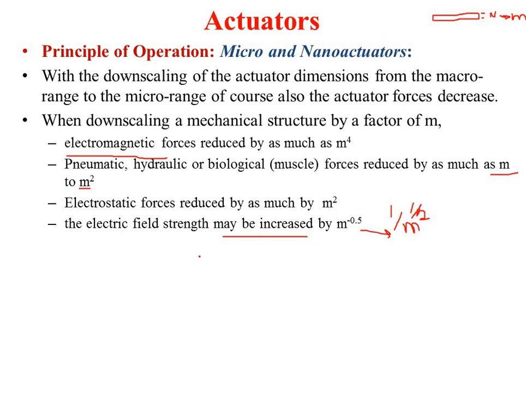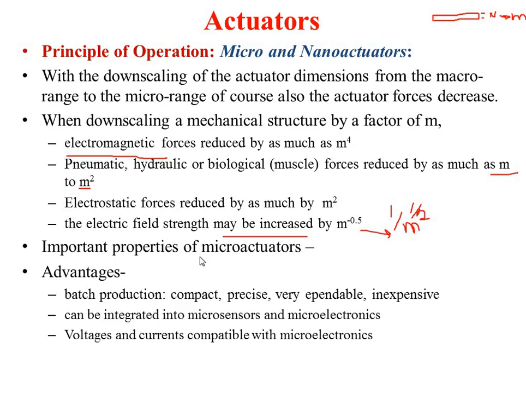So this is what we have called it. Okay, so the important properties of microactuators are, there are 3 important properties. The advantages are, you can produce such kind of microactuators in batch production. The size is compact, it is precise, very reliable and inexpensive. So it can be integrated into microsensors and microelectronics.